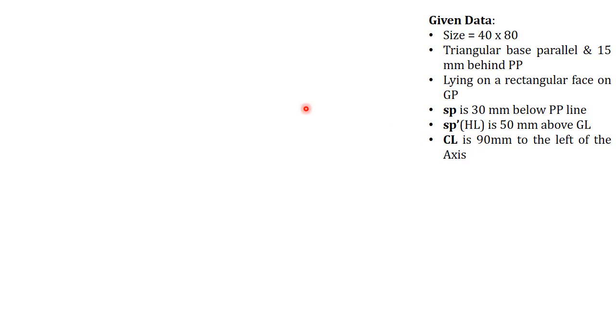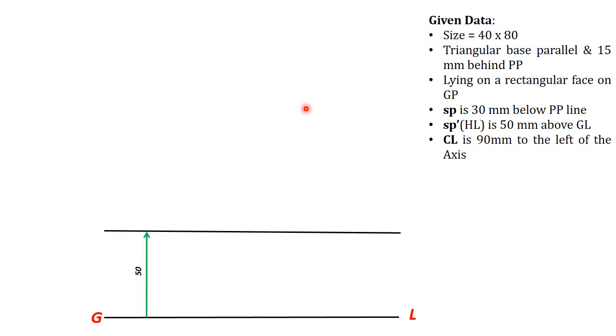Okay, so let's begin with the ground line, and you draw this ground line at the bottom portion of your paper. Then draw your horizon line. It is given that the observer is at a height of 50 mm above the ground plane. So you can draw the horizon line at 50 mm above the ground line. On this line you will get the station point's front view.